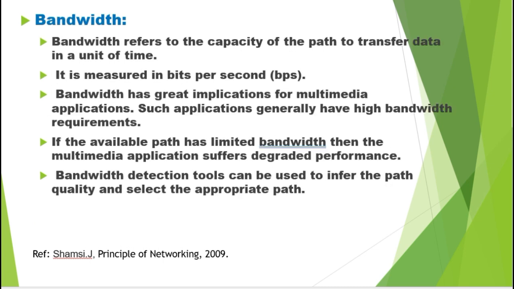The fourth network characteristic is bandwidth, which refers to the capacity of the path to transfer data in a unit of time, and it is measured in bits per second, or bps. In business models, for example, multimedia applications, bandwidth takes a very high role in determining the best available path. If the available path has limited bandwidth, then the multimedia application will suffer degraded performance.